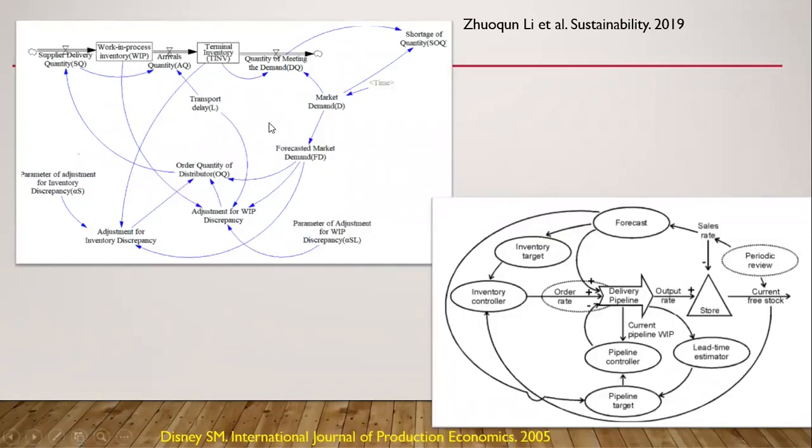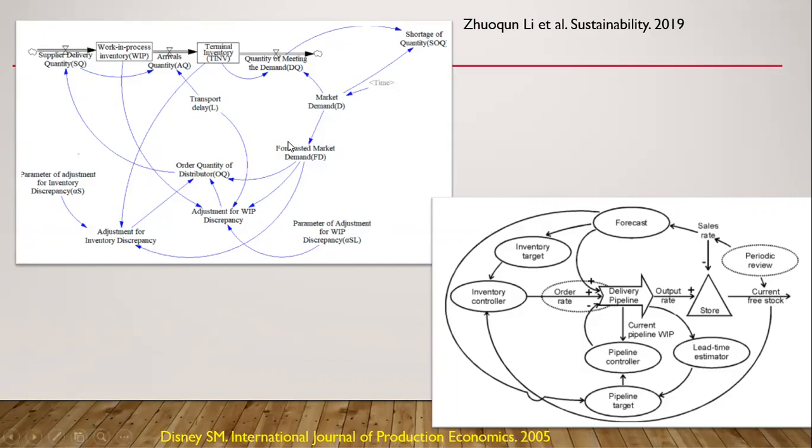This is the diagram I have taken from a recent article, and this is the diagram I have taken from the classic article by Disney SM et al. in the year 2005. In the recent article's figure, there is a market demand and a forecast of the market demand. In response to this market demand, a quantity is delivered to the market, that is DQ.